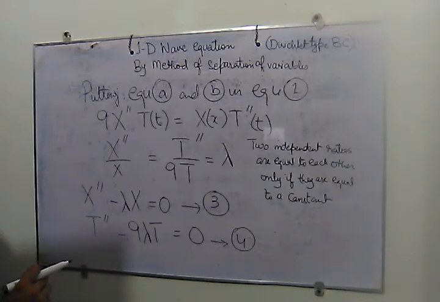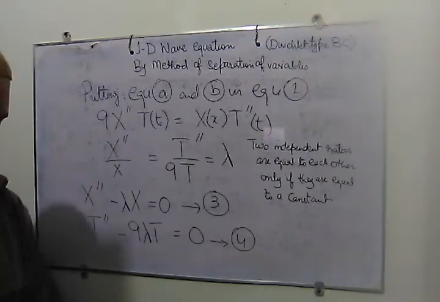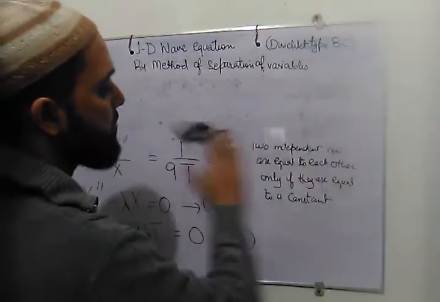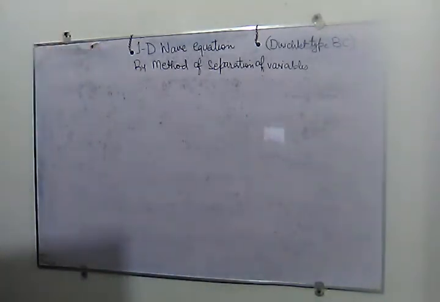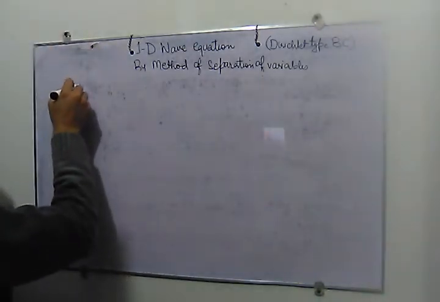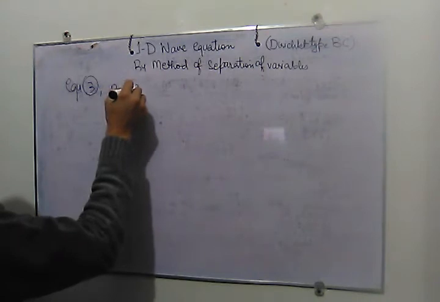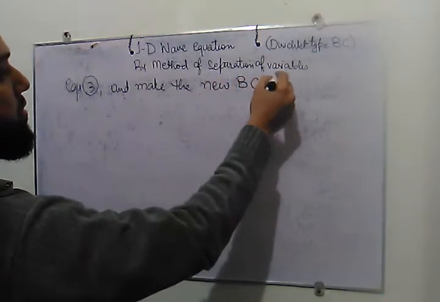In order to solve this equation and find the coefficients, we have to make new boundary conditions, because the old boundary conditions given to us are for the equation that depends on both variables x and t, but in equation 3 we have only x. Therefore we have to make new boundary conditions for equation 3.